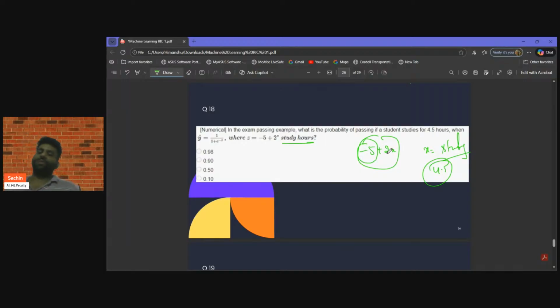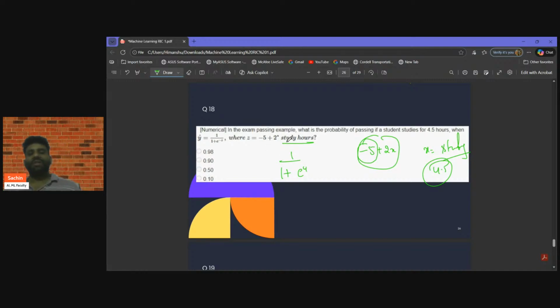4.5 into 2, 9 minus 4. 9 minus 5 is 4. So what you're going to have in the denominator is something like this. I hope you're getting 4.5 into 2. You're getting 9, and then minus 5 is 4. So this is what you're getting.